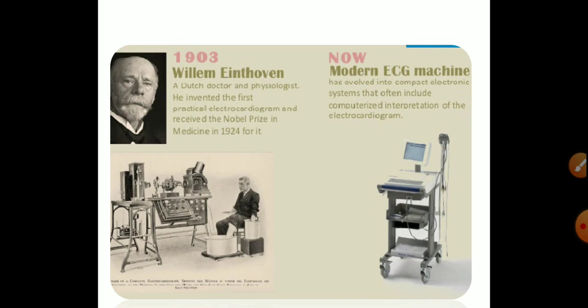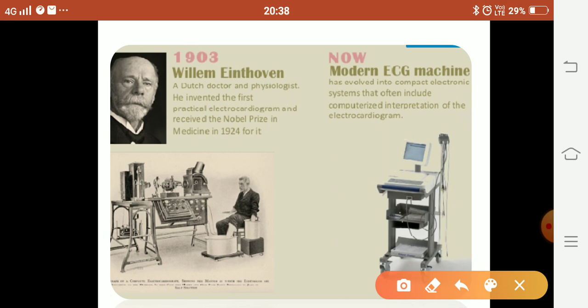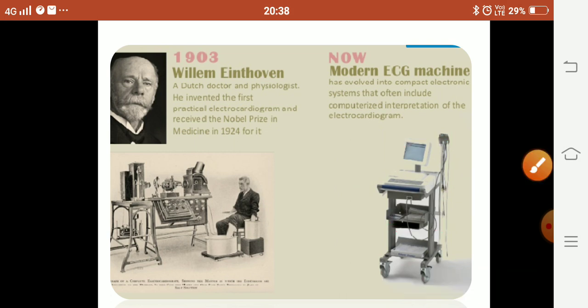Now this ECG machine was invented in the year 1903 by William Einthoven, and he got the Nobel Prize for that. And nowadays the ECG machine which is used is this one, which is computerized.